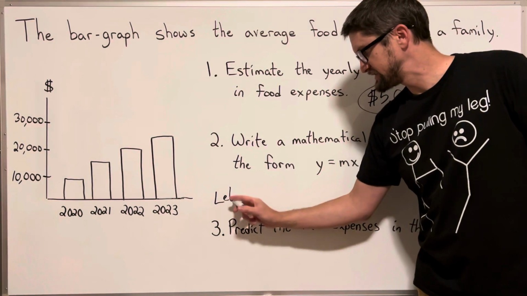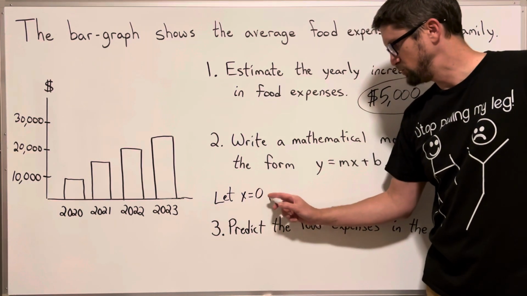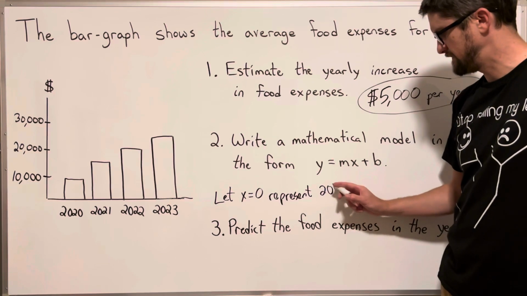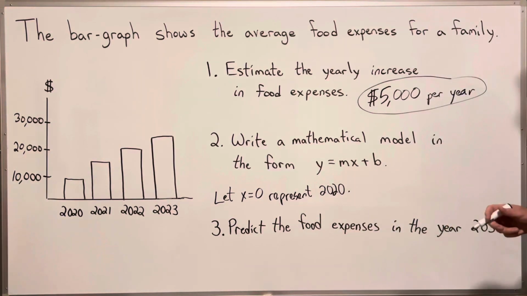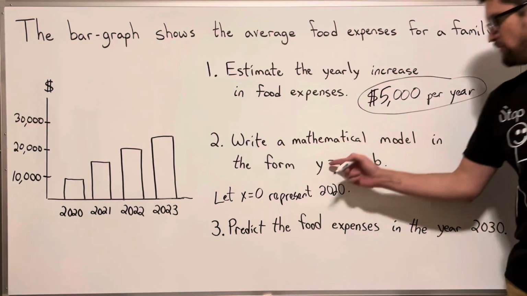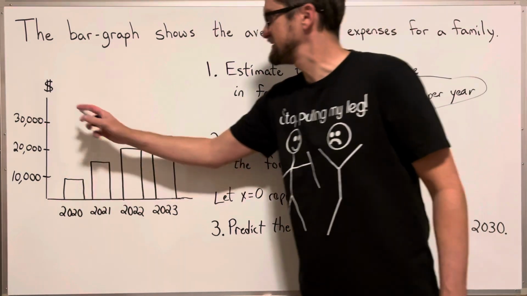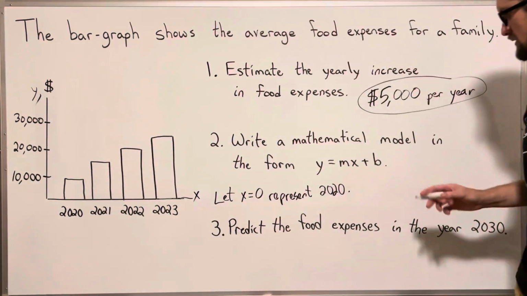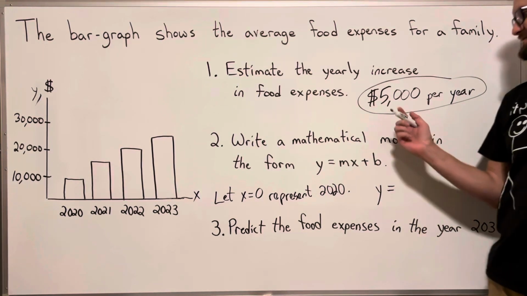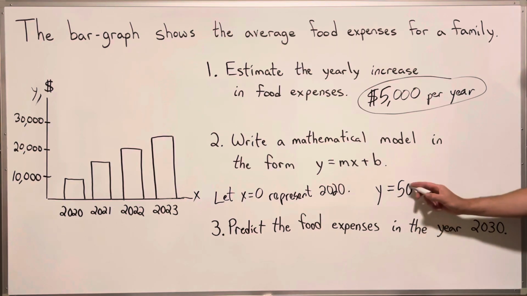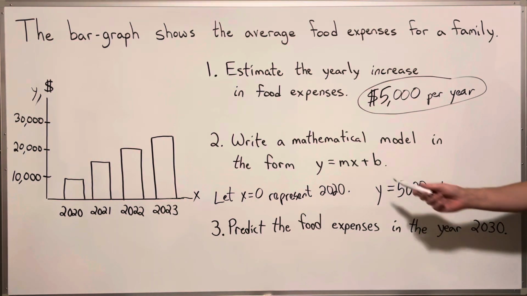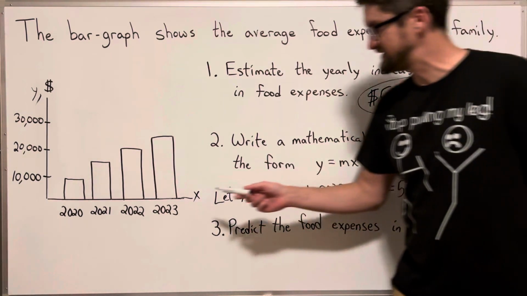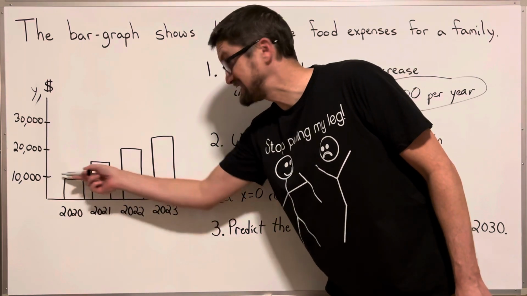So we're going to let X equal 0 represent the year 2020. So if that's the case, we're going to let Y represent the expenses. That's usually the case. Y is on the vertical axis, X is on the horizontal. So we're going to have Y equals, the slope is going to be this 5,000. And then the B value is going to be the Y value when X is 0. When X is 0, we're at 2020. The Y, the expenses, is 10,000.